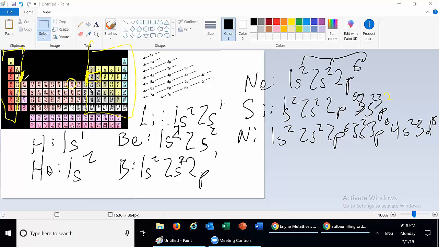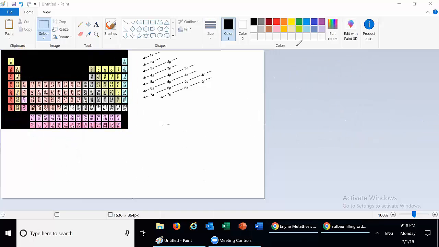So what do you think this block of the periodic table is called? It's called the d block. And this is the f block. Okay. Now let's talk about how to abbreviate these electron configurations.